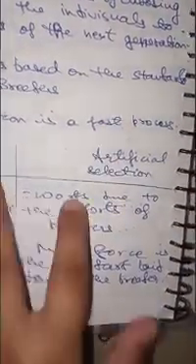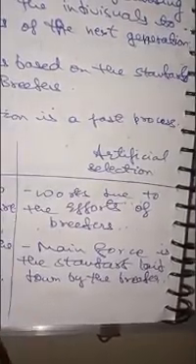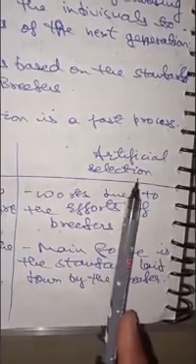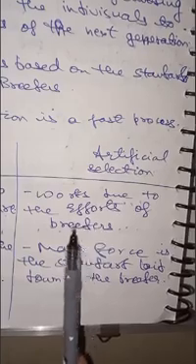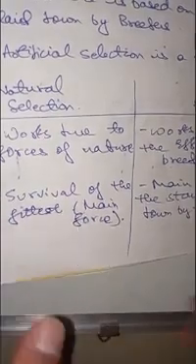So, what is the difference between natural and artificial selection? There are quite a few differences. Natural selection works due to forces of nature, as the name suggests, and artificial selection works due to the efforts of breeders or humans. Survival of the fittest is the main force in natural selection, and in artificial selection the main force is a standard laid down by the breeder. Natural selection is a very slow process. Artificial selection is a relatively fast process.